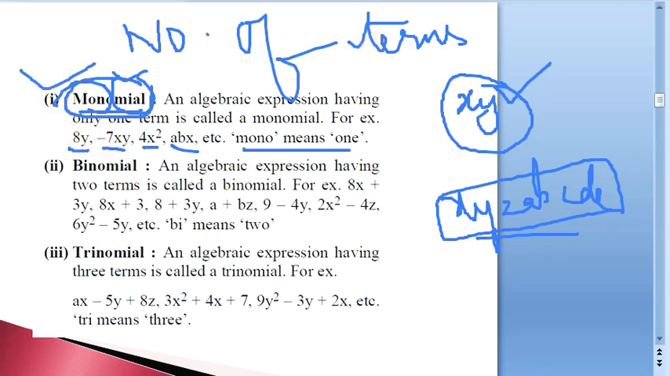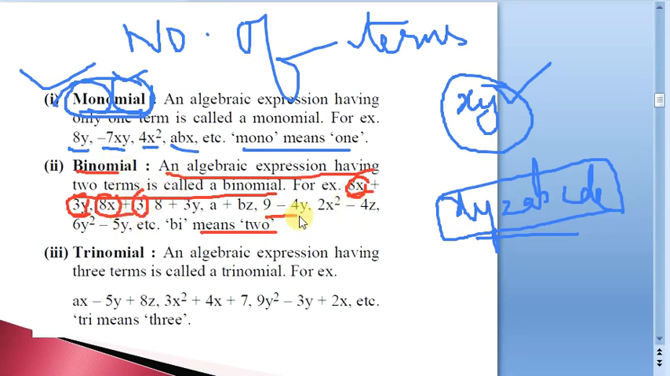Now let us move to the binomial part. Bi means two, nomial means terms. Whenever an algebraic expression has two terms, we say it is a binomial. An algebraic expression having two terms is called a binomial. So 8x plus 3y: 8x is a term and 3y is a term. You can frame such examples on your own. So two terms, binomial.